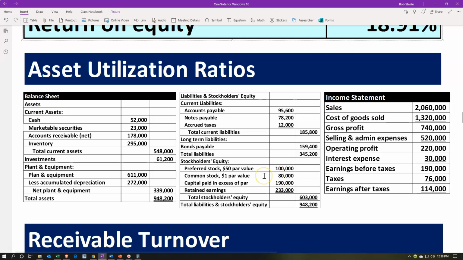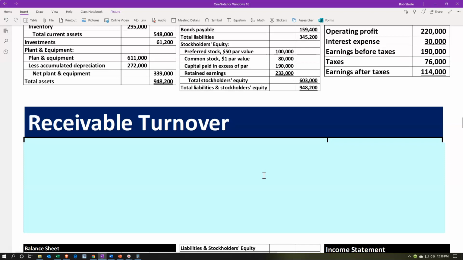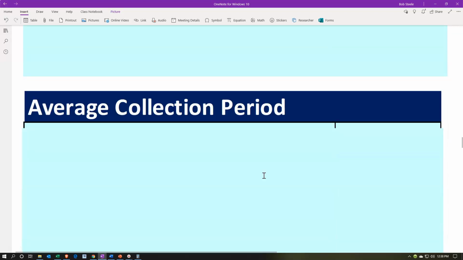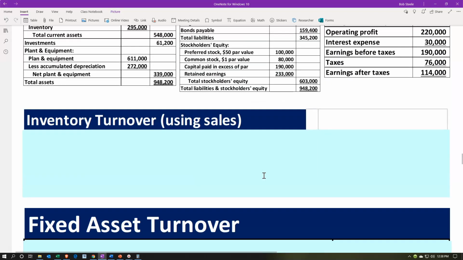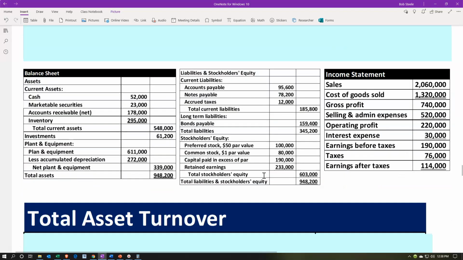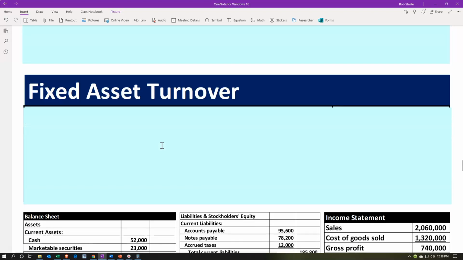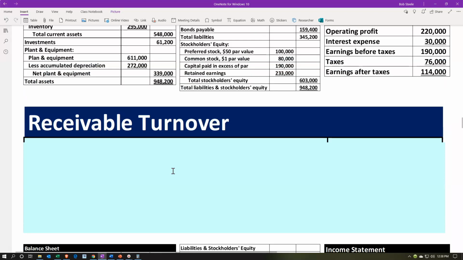Now we're going to go to the asset utilization ratios. Asset utilization ratios include the turnovers. So we've got the accounts receivable turnover, the average collection period, which we'll calculate again, and that all relates to the accounts receivable turnover. Then inventory turnover, the fixed asset turnover, and the total assets turnover. You could think about the total asset turnover as the summary calculation, because now we're looking at the total assets, and then we could break that down into the factors, meaning fixed assets, inventory turnover, and the accounts receivable turnover.